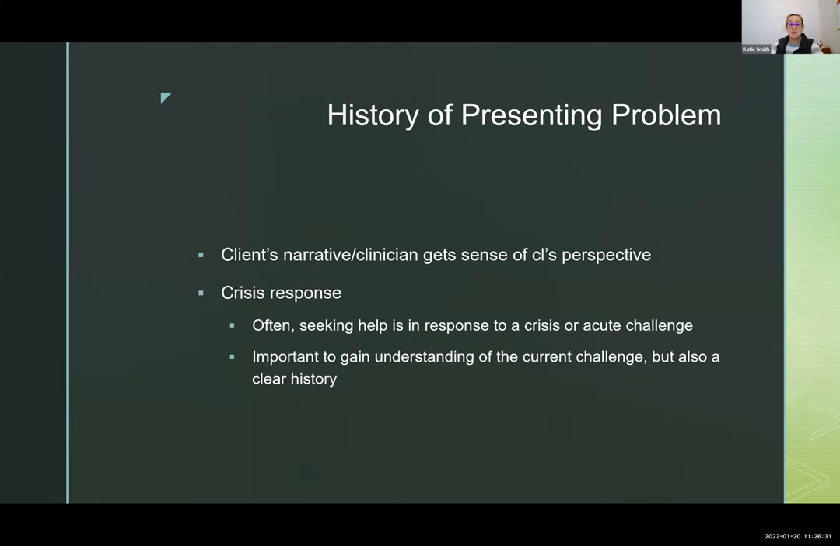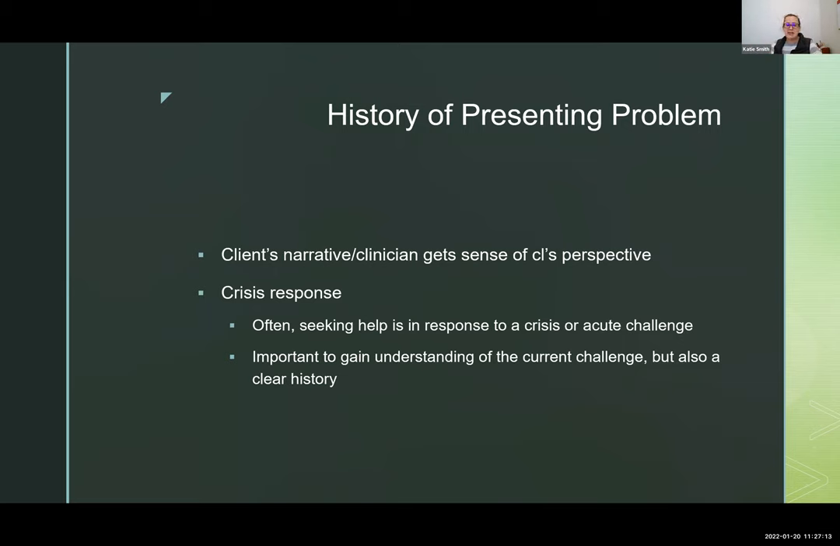We also want to know the history of the presenting problem. Earlier, I talked about building that timeline, right? It's always helpful to see what's been going on in the person's life, and how their mental health and substance use have interwoven throughout. This is the client's narrative, and the clinician gets a sense of the client's perspective. We get to understand how clients respond to crises. Often, clients seek help in response to a crisis or an acute challenge. So the history of the presenting problem might also leave us with the chief complaint.